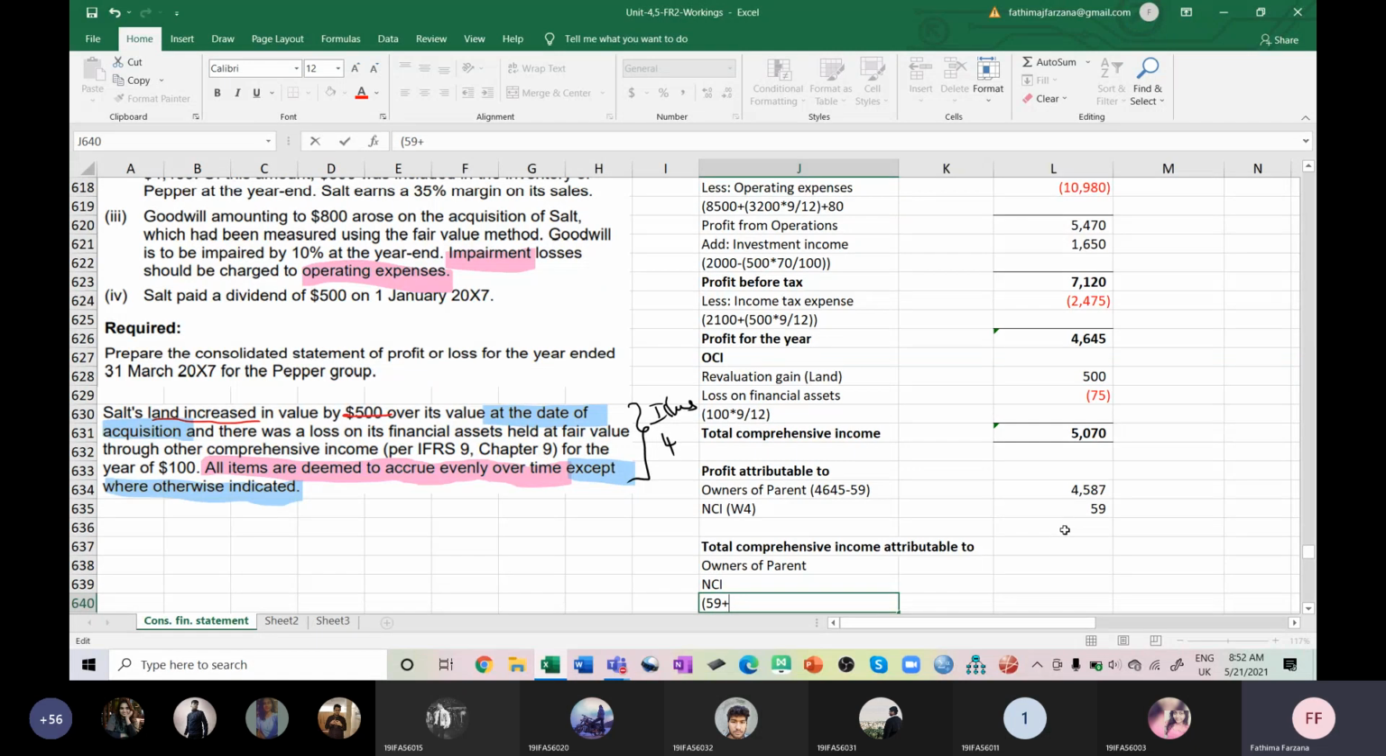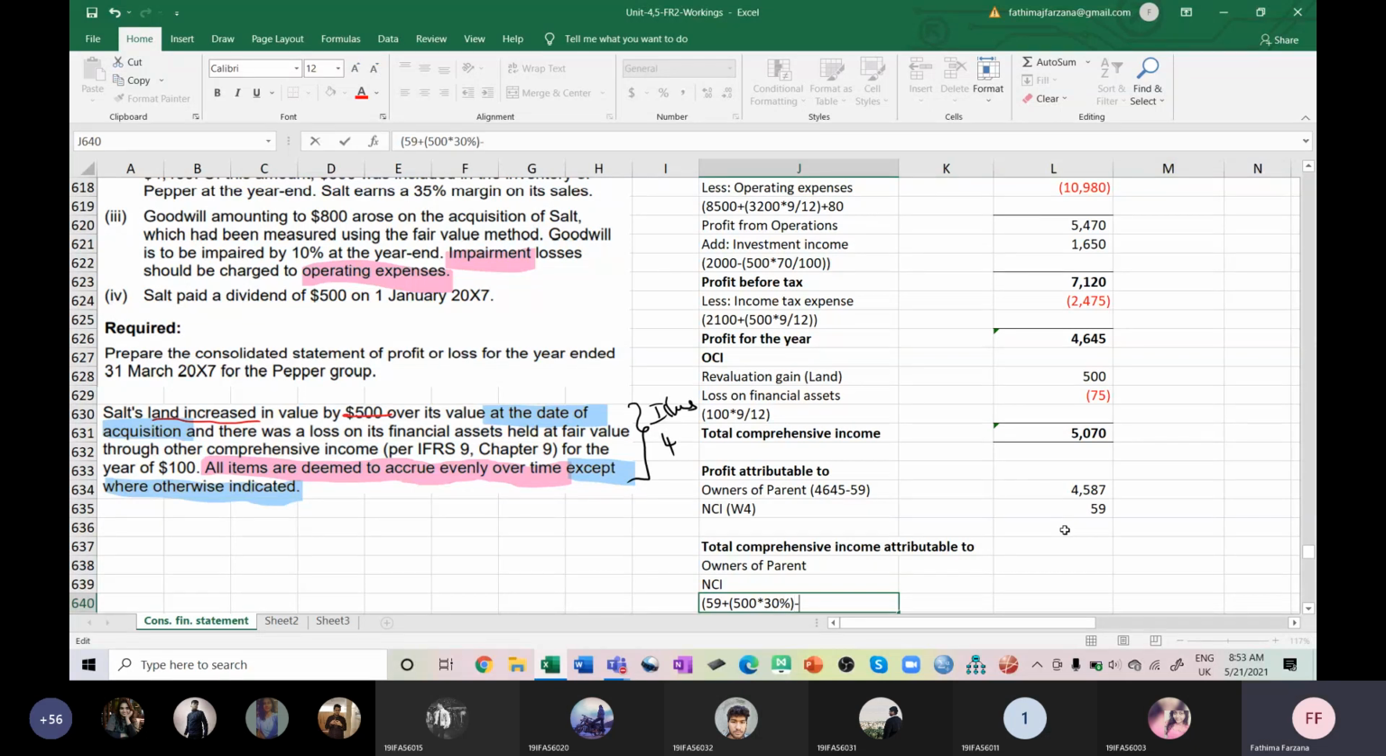You're not telling fast. Revaluation of land will be full, no, ma'am? Revaluation of land fully you're giving to NCI, who's holding only 30%? The answer is 70-30, ma'am. That is also clear. NCI, how much is the percentage? 30%. So 500 into 30%. Okay, because I want to finish fast, that's why I'm rushing.